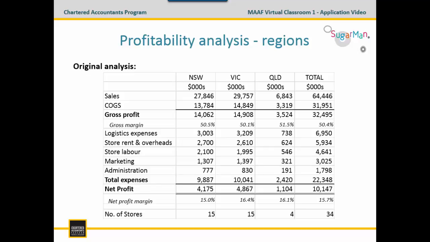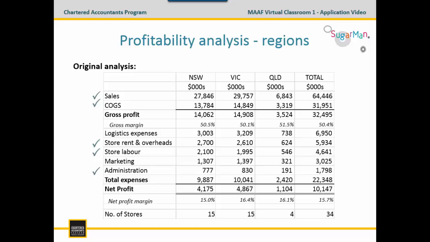You might want to pause and consider which costs will need to be reallocated to enhance the accuracy of this profitability analysis. Sales and cost of goods sold are directly attributable to the stores and therefore don't require further analysis. Similarly, the store rent and overheads and store labor are also directly attributable to the stores, so it is not necessary to reallocate these costs.